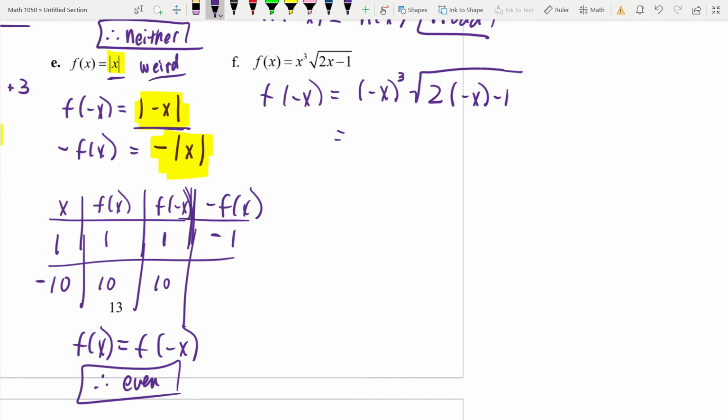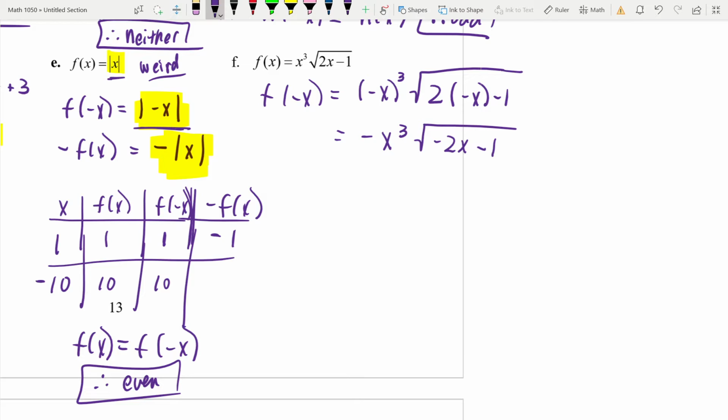All I did is go into that expression, and wherever I see an x, I put in negative x, okay? And negative to the third is a negative x to the third. Then I have the square root of 2 times negative x, which is negative 2x, minus 1.